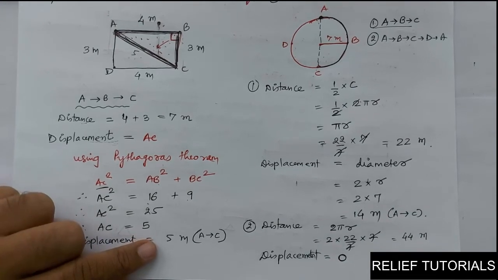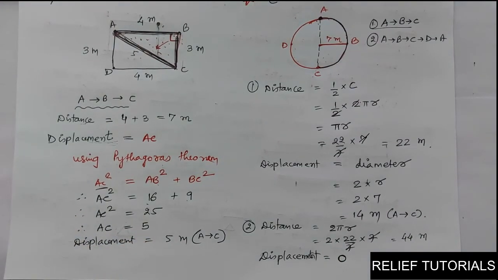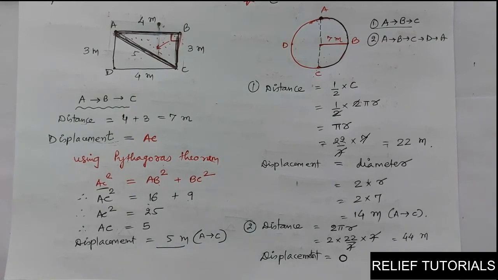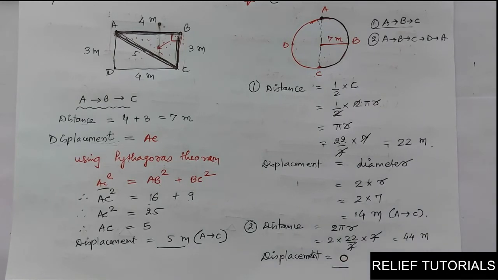So from these we can conclude. In the previous cases we found the displacement negative also. Sometimes we found the displacement positive also. And here we found what? 0 also. So displacement can be positive, negative and 0. And distance is always positive, because it is nothing but the simple length of the path. And displacement can be positive, can be negative, and also 0.